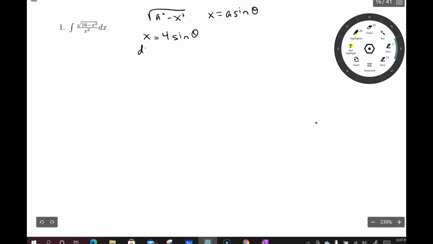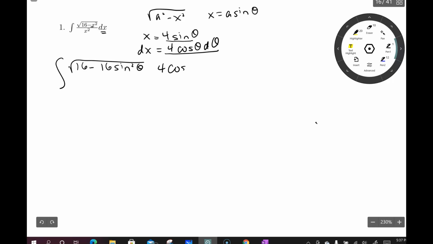Right away, find the dx. This is the most common mistake: forget to find this. Okay, so now I'm going to substitute in. Inside the radical, I have 16 minus, and I'm going to be substituting this in for x, so I'm going to square it as I go: 16 sine squared theta. Little dx gets replaced with all of this. And on the denominator, I have x squared, which is 16 sine squared theta.